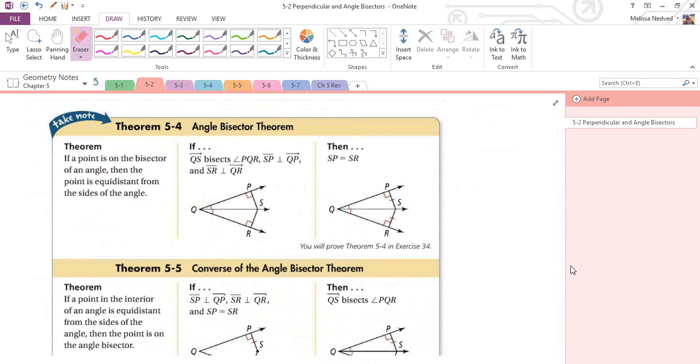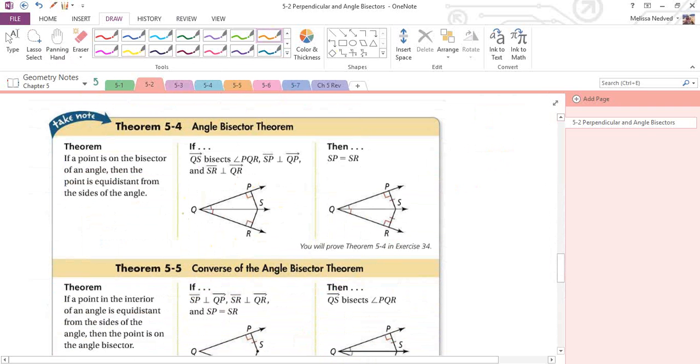So our angle bisector theorem says, if a point is on the bisector of an angle, then the point is equidistant from the sides of the angle. So very similar to what we looked at with perpendicular bisectors, just now in terms of an angle bisector. So we look at this in action in this middle portion here.